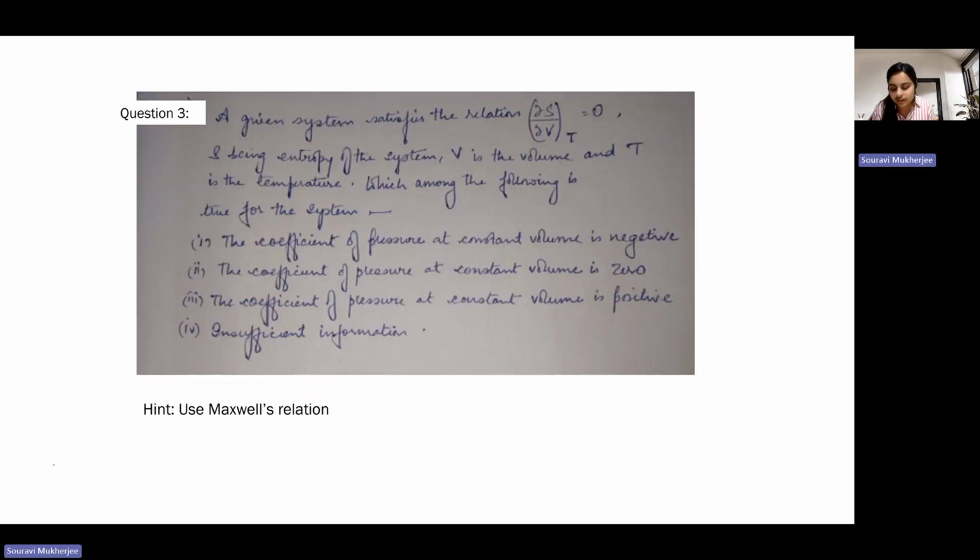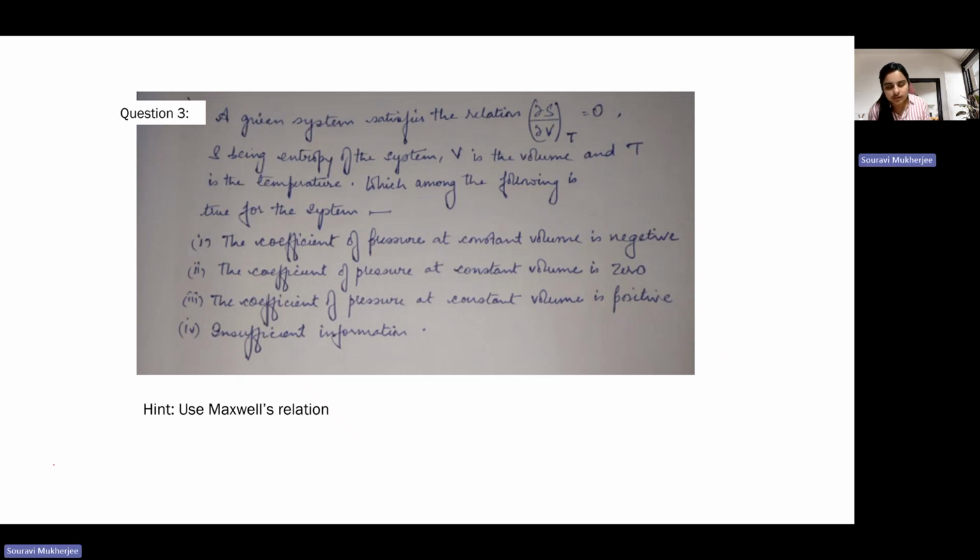Okay, so now let us try to solve a question. It says that a given system satisfies the relation del S del V at constant temperature goes to 0. This is entropy, V is volume, T is temperature. Which among the following is true for the system?